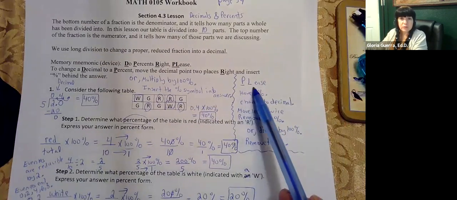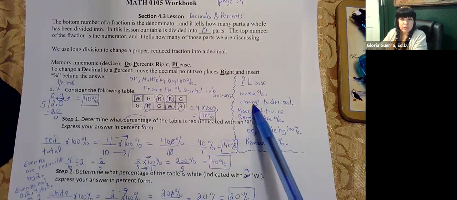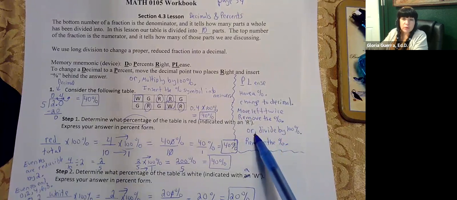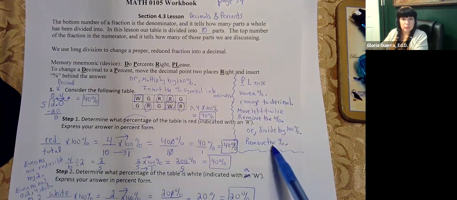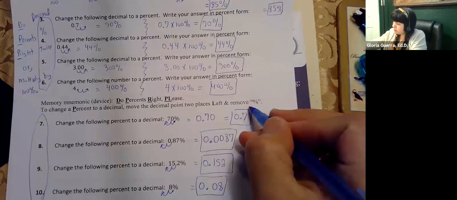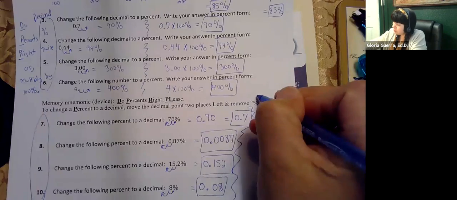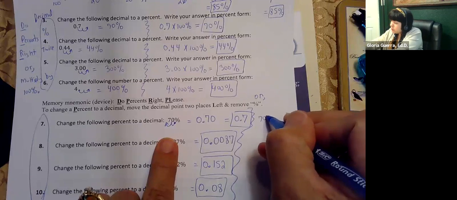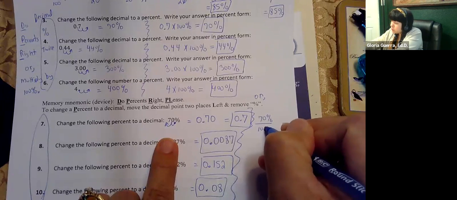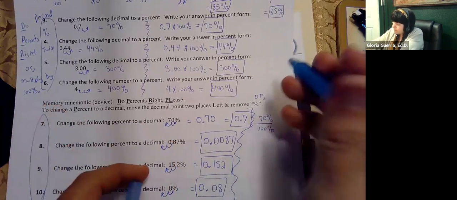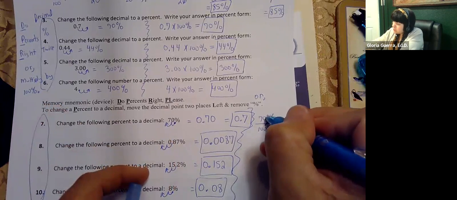So you have a percent, you're changing it to decimal, move it left twice, remove the percent symbol, okay? Or you can divide by 100%, and then you would end up removing the percent symbol because you have the percent over the percent. You could divide by 100, so let me show you that. So if I divide by 100, I have 70%, and I divide it by 100%. See the percents cross out? Let me change my ink. And you see the 0 crosses out.